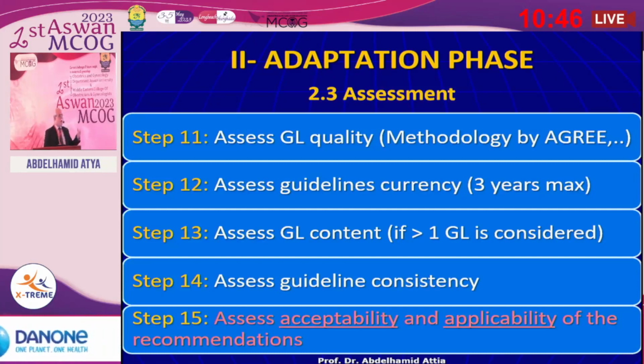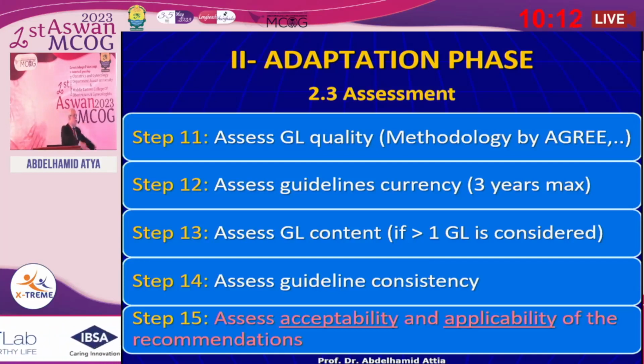Sometimes you find a specific guideline that wrote about something that is not present in the other guideline. Sometimes you can find an endometriosis guideline which deals with endometrioma, another one which deals with pain with endometriosis, and a third one that deals with surgical treatment for endometriosis, so you may use them all and combine them all to have a complete guideline about endometriosis. And assess the acceptability and applicability of the recommendations.